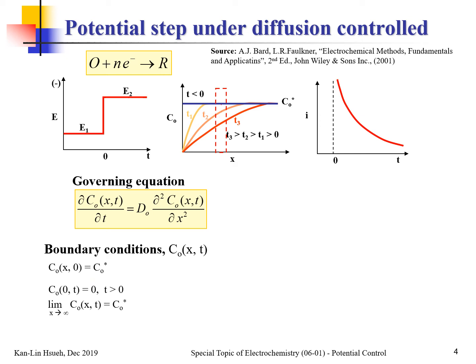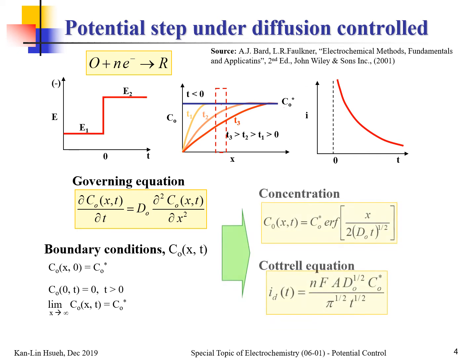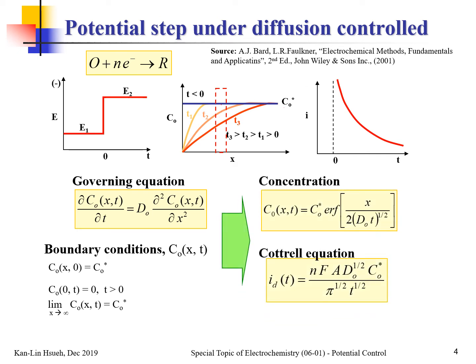And the second boundary condition is at x equal to infinity. This doesn't matter within our experiment; it is far, far away. The concentration always equals C_O star when x goes to infinity. So with these boundary conditions, we are able to solve for the concentration profile and the diffusion current as a function of time, which we call the Cottrell equation over here.